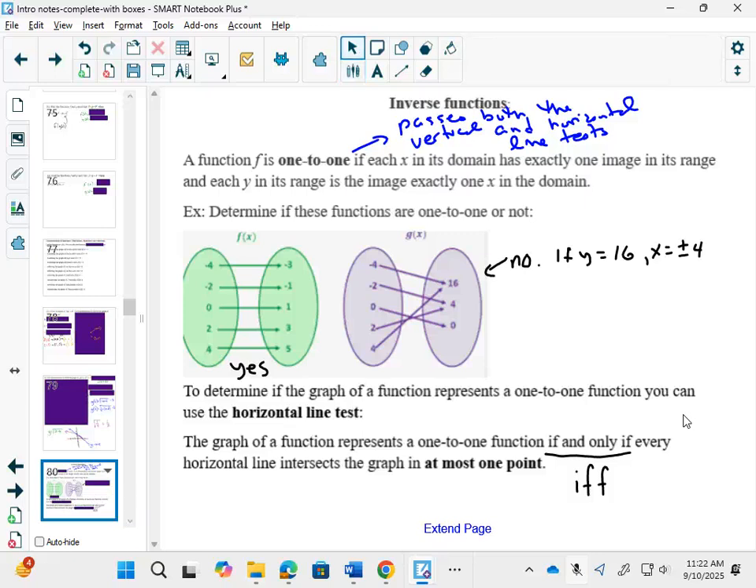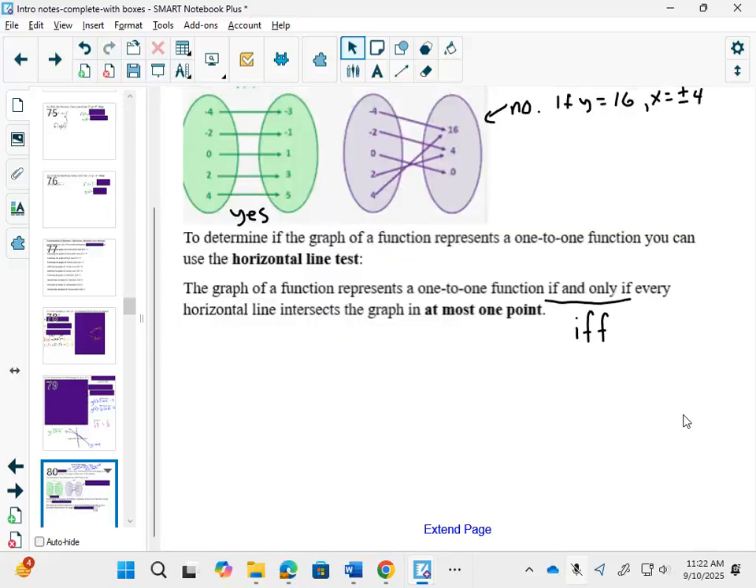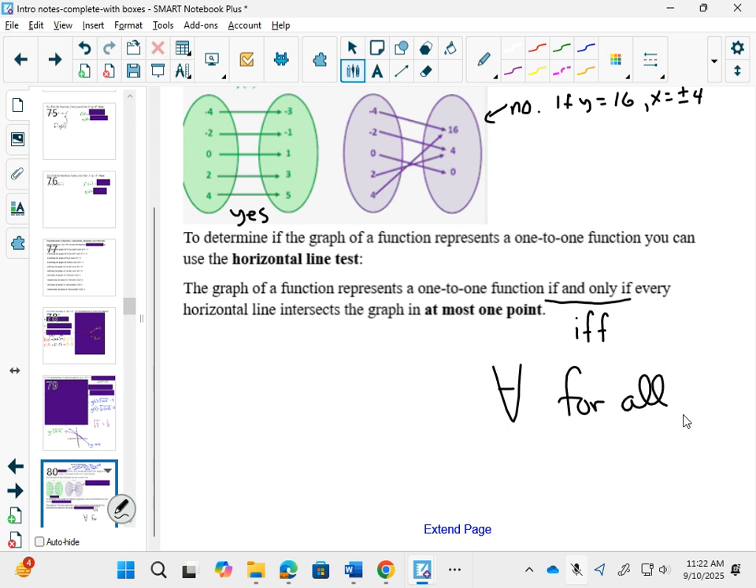But, that's a fun one. Does anyone know what this stands for? That's a fun one too. This means for all. Anyways. Why?